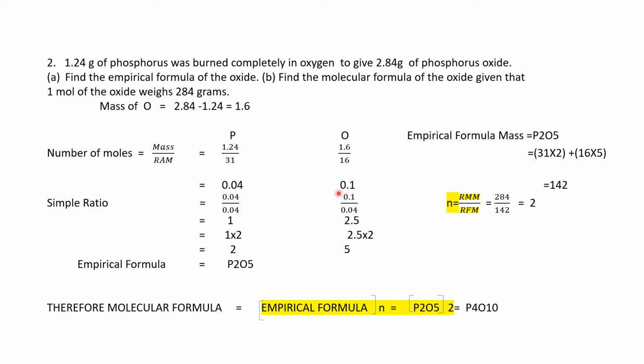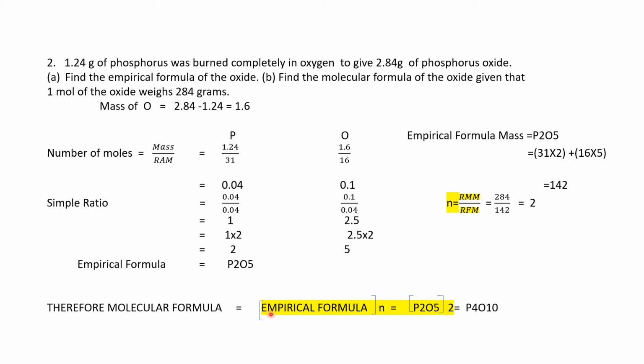So from this, among the two numbers, 0.04 is the smallest, so divide both of them by 0.04 to get the simple ratio. We get 1 and 2.5. Then to convert it into a whole number, multiply both of them by 2. For phosphorus, we get 2. For oxygen it is 5. And therefore, the empirical formula is P2O5.